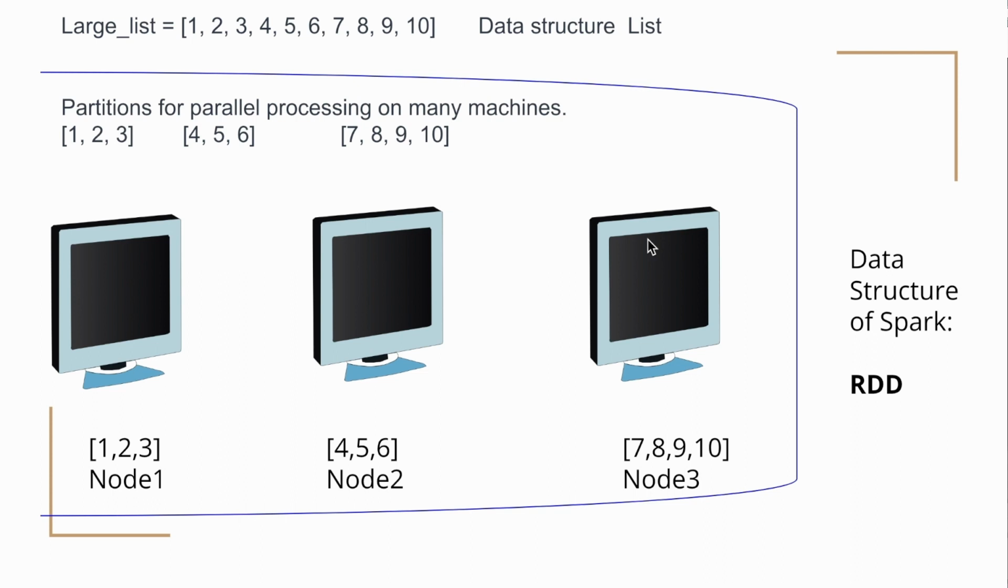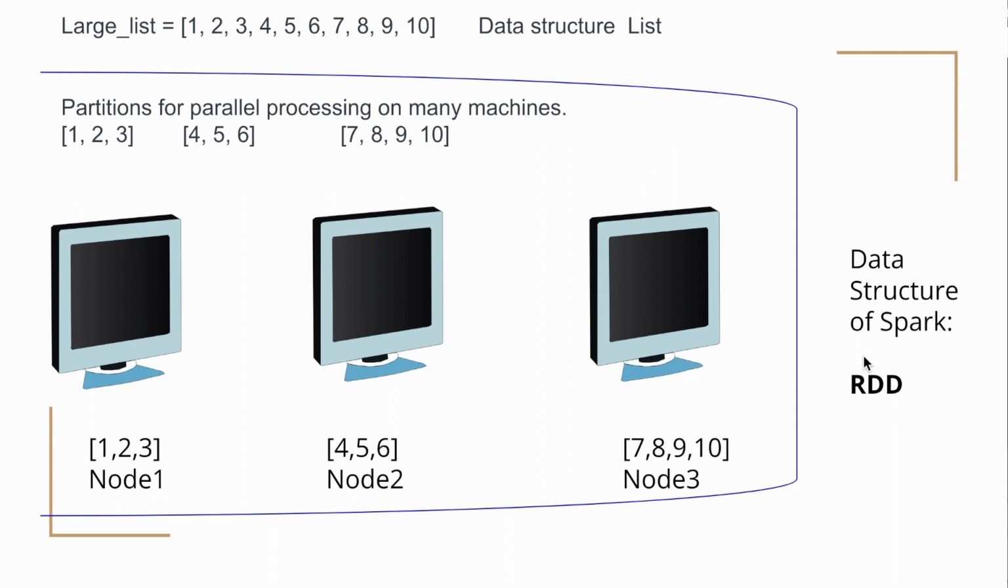And when the square of each element needs to be done, all the 3 machines will work in parallel to find the square of the elements in their respective partitions. Wow, that's going to be really fast and efficient compared to doing it sequentially one by one on one machine, isn't it? So basically breaking down and spreading data across multiple nodes is like Spark's secret sauce, and it goes by the name RDD.